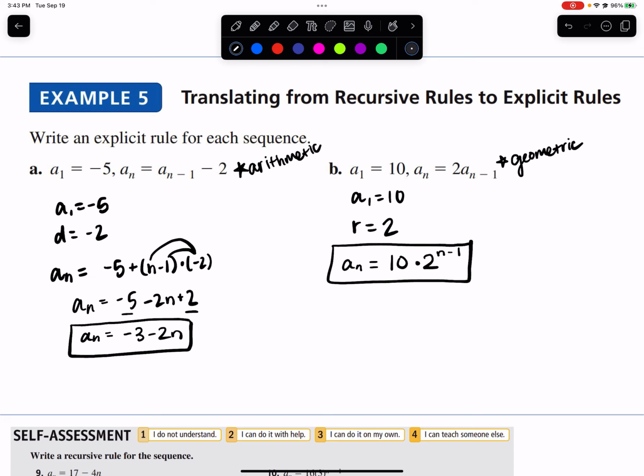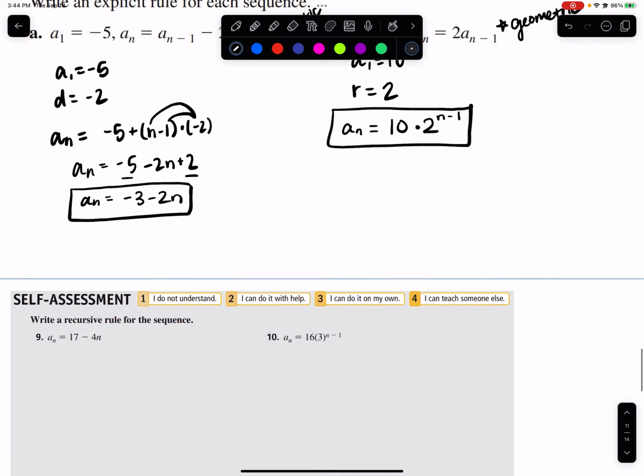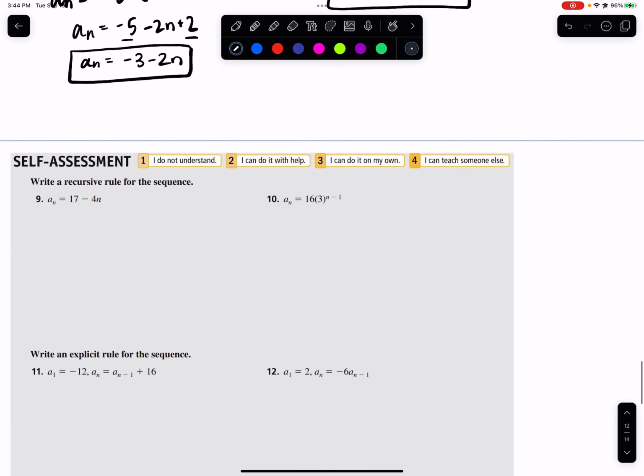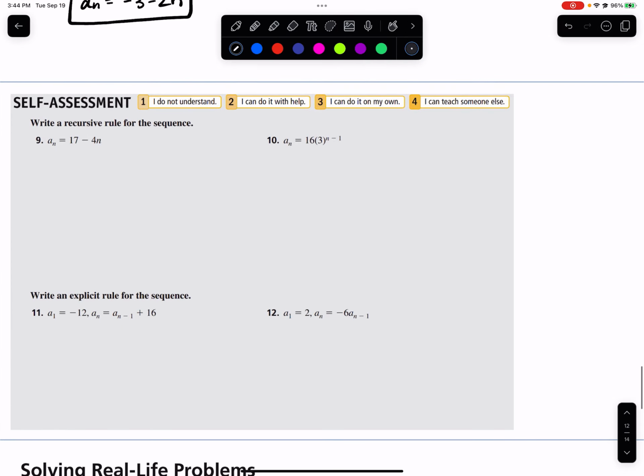All right, I know I wrote that kind of quickly, so if you need to pause here, go ahead and pause so people can write. Okay, self-assessment. We're almost done. Self-assessment, go ahead and try 9 through 12. Take about 7 to 8 minutes. It might take a little longer on this one.